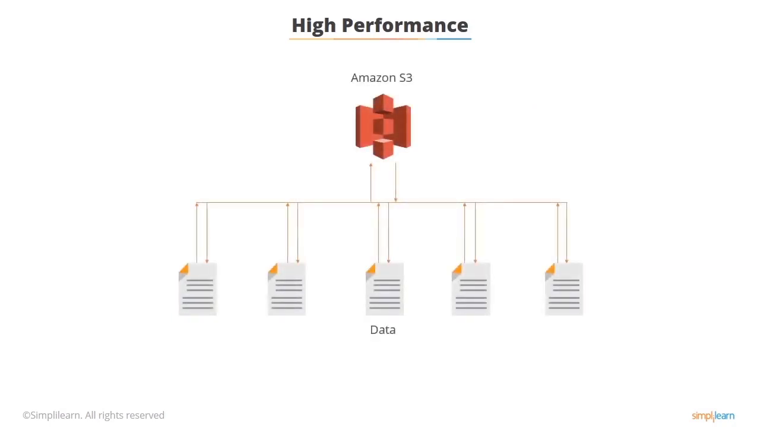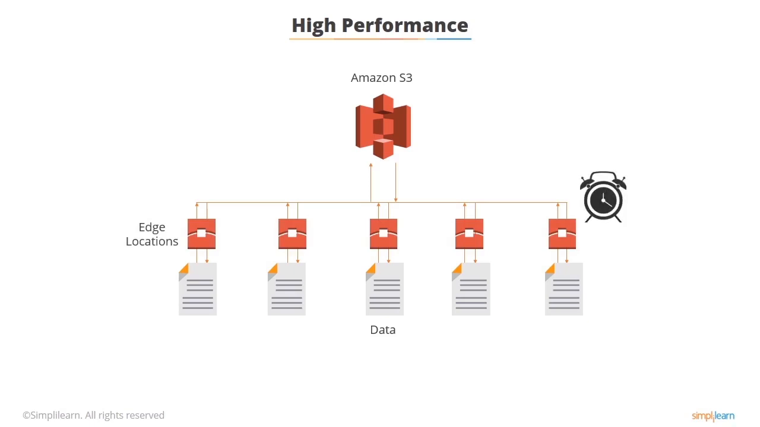Amazon S3 is also highly performant. You can use multi-part uploads to maximize network throughput and resilience. Amazon S3 Transfer Acceleration is a new service that allows you to make use of edge locations to increase upload and download times.